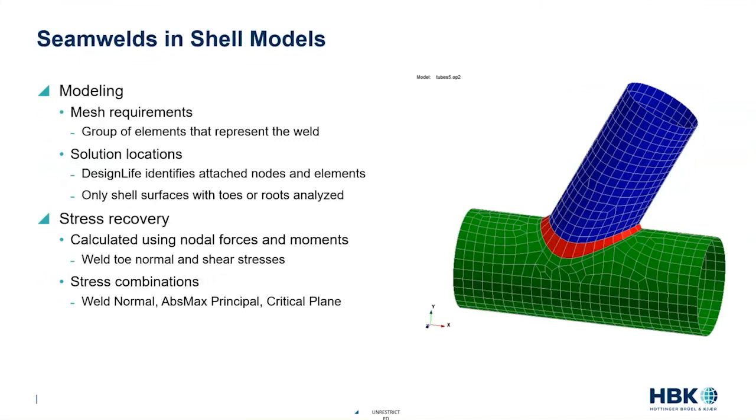In terms of seam welds and shell models, we have a system that is relatively easy to use. The mesh requirements are nothing more than I have an element, a shell element, that is the connector between my 2 parts being welded. Hence, it's the weld. And the locations that we're going to analyze are based off of those weld elements. They're not the weld elements themselves, but we use the weld elements to identify the actual physical locations we're going to calculate for fatigue life, as well as which surface of the shell is important.